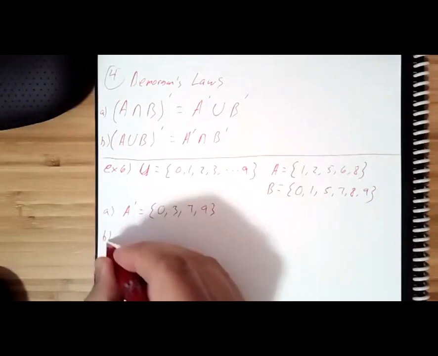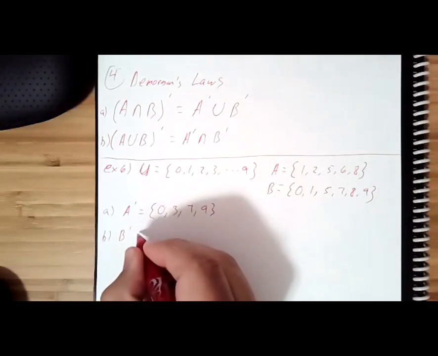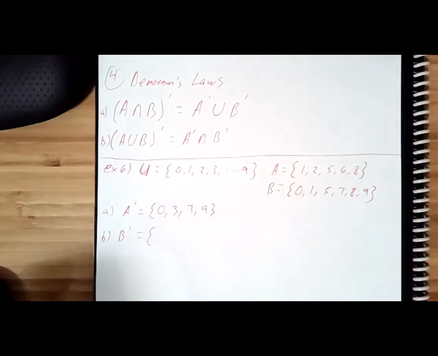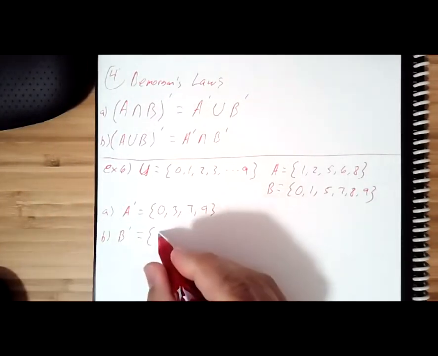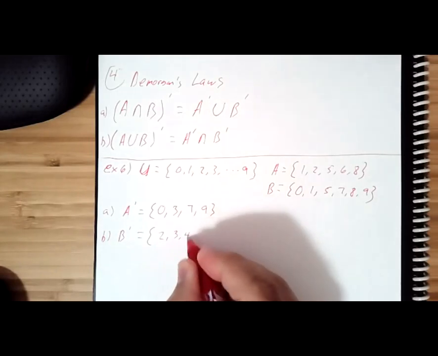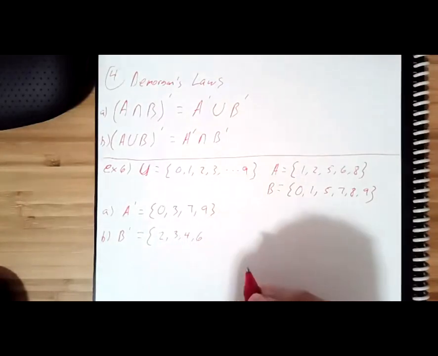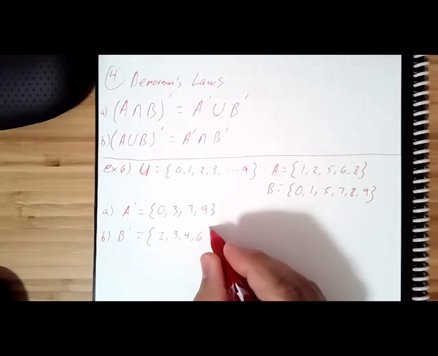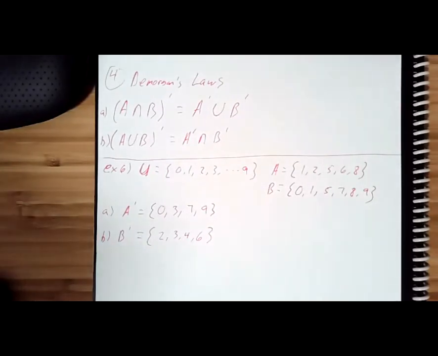What about B complement? What's not inside the B? Wouldn't it be 2, 3, 4, and 6? Yeah, that's it, right? You got it.